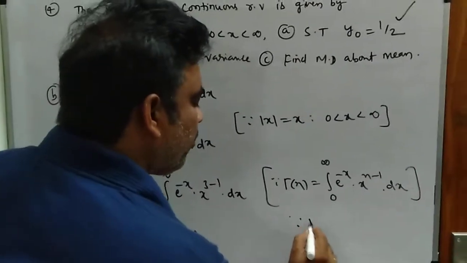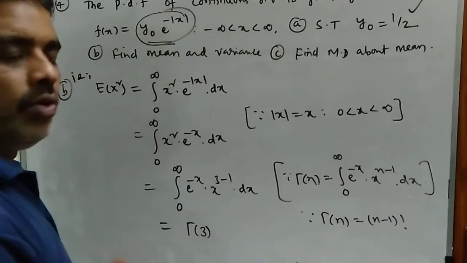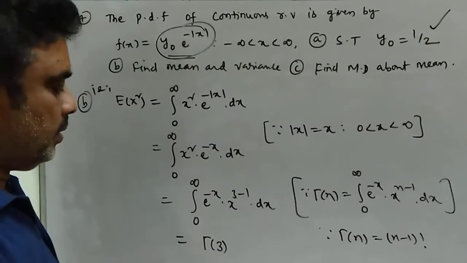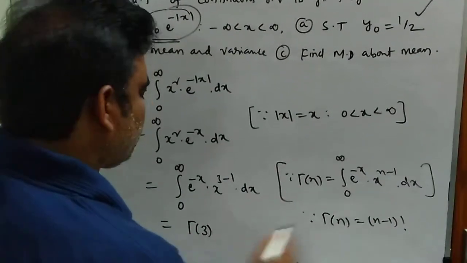But what is gamma of n? Gamma of n is n minus 1 factorial. So gamma of 3, gamma of n is n minus 1 factorial.